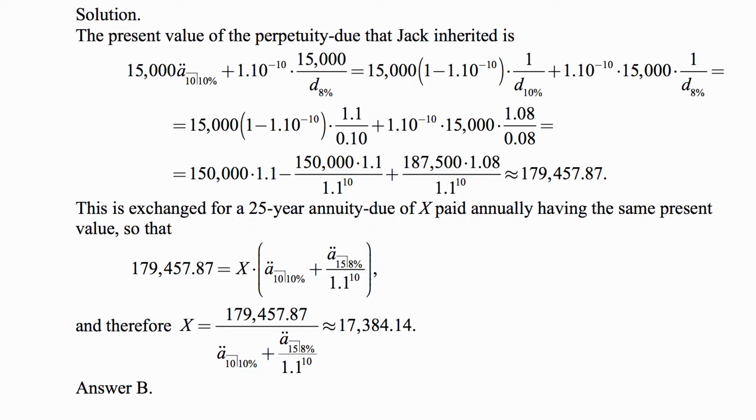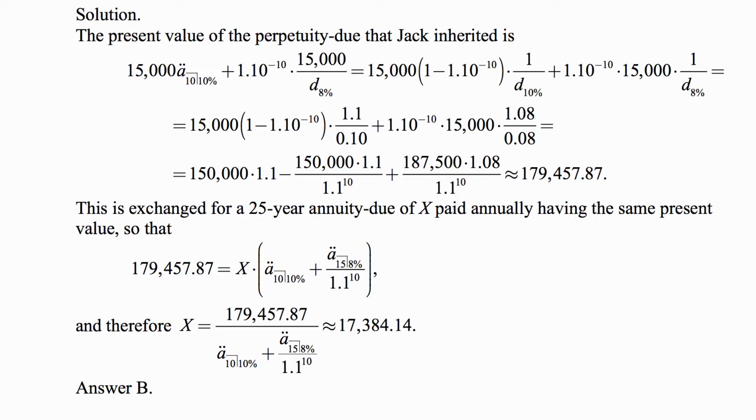And that a double dot angle 10 at 10%, that's 1 minus 1.1 to the negative 10 over d corresponding to 10%. So we write it out this way. And then d corresponding to 10% is 0.10 divided by 1.1, so 1 over it is 1.1 divided by 0.10, and d corresponding to 8% is 0.08 divided by 1.08, so 1 over it is equal to 1.08 divided by 0.08.